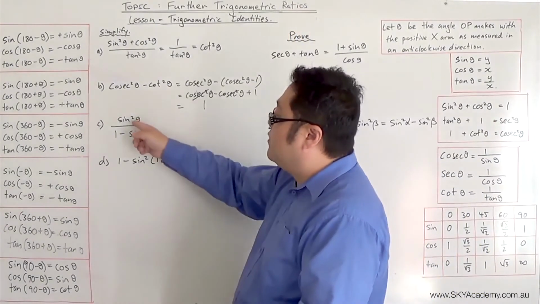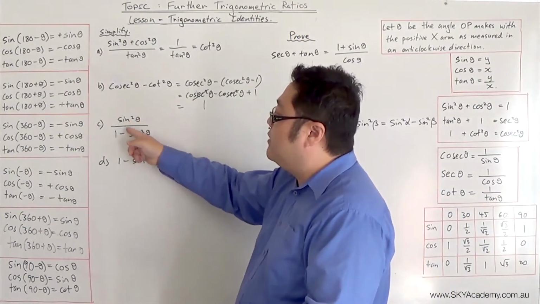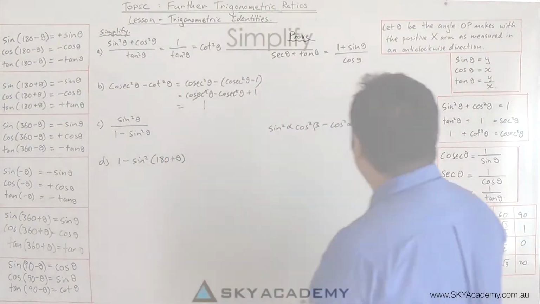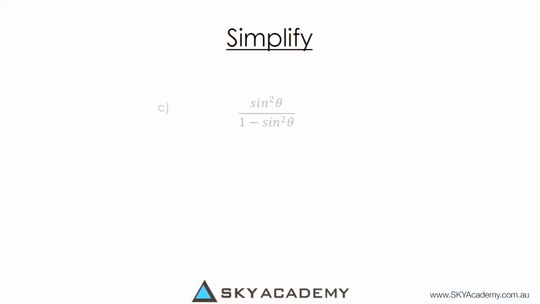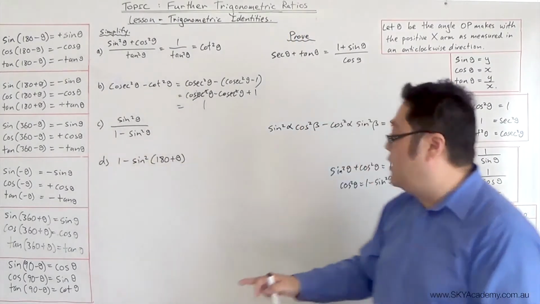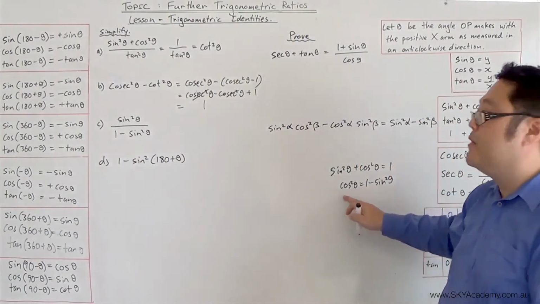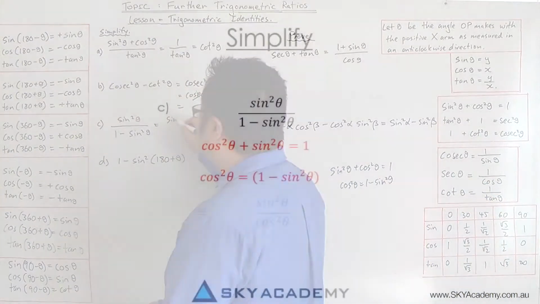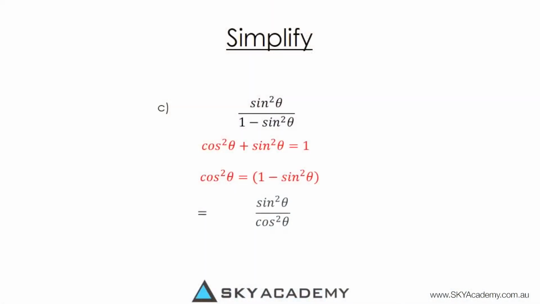The next one, sine squared theta over 1 minus sine squared theta. Now, what is 1 minus sine squared theta going to be equal to? Well, we know that sine squared theta plus cos squared theta is equal to 1. We bring the sine squared theta over to the other side and we get cos squared theta equals 1 minus sine squared theta. So 1 minus sine squared theta is equal to cos squared theta. We can replace 1 minus sine squared theta with that, so it's going to be equal to sine squared theta on cos squared theta.